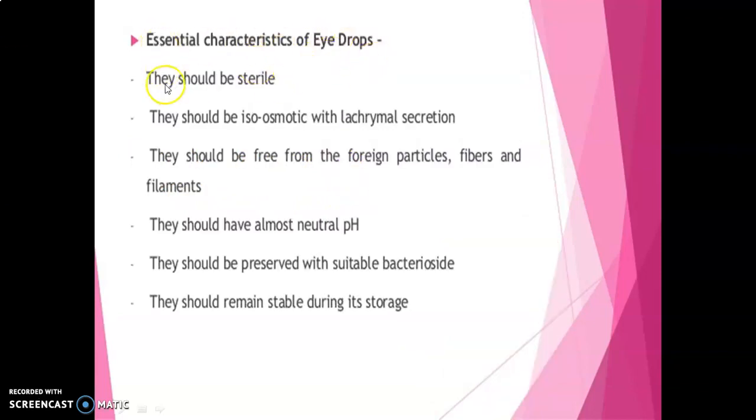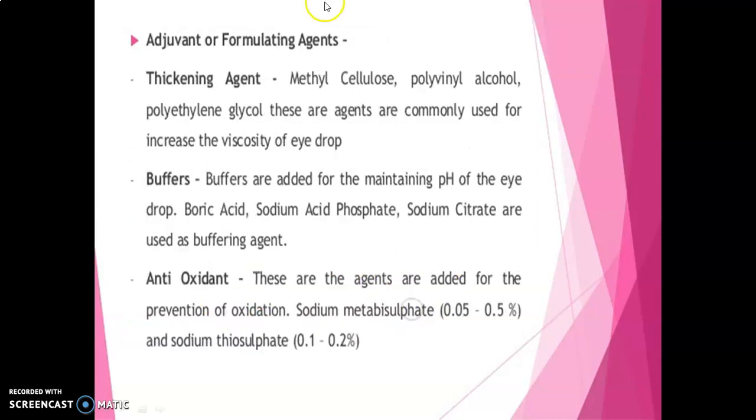Essential characteristics of eye drops: they should be sterile, they should be isotonic with the lacrimal secretion, they should be free from foreign particles, fibers and filaments, they should have almost neutral pH, they should be preserved with a suitable bactericide, and they should remain stable during storage.